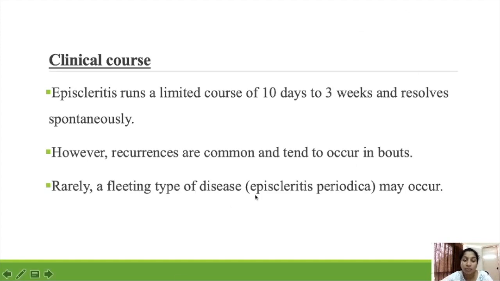Rarely a fleeting type of disease, episcleritis periodica, may occur. It can occur within a particular time period of 1 month, and again come in another month, like that. This fleeting type of disease is episcleritis periodica. So this is the clinical course. Episcleritis can remain for 10 days or extend to 3 weeks, and it resolves spontaneously. There is a chance of recurrence, and episcleritis periodica may also occur.